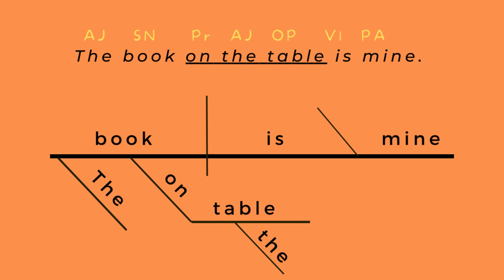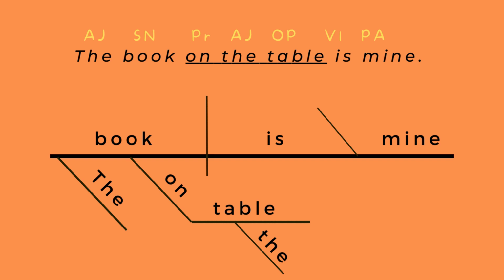So now we're going to ask ourselves another question. Is the subject being described by another word that follows a linking verb? Yes. Mine is describing book. Whose book is it? It's mine. So now we know that we do have a linking verb and we have a predicate adjective.